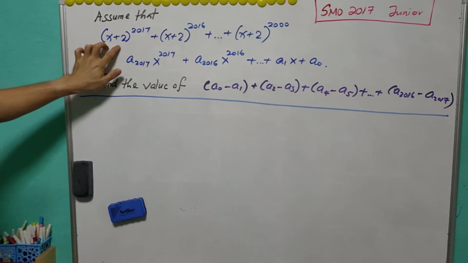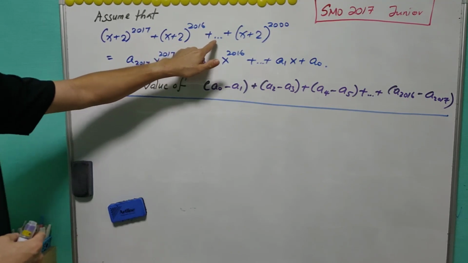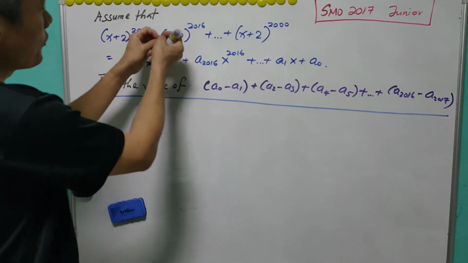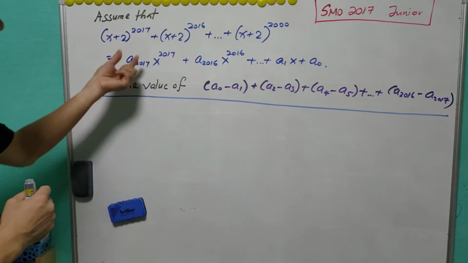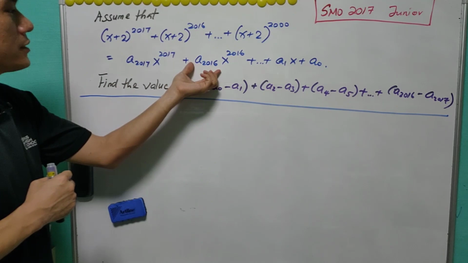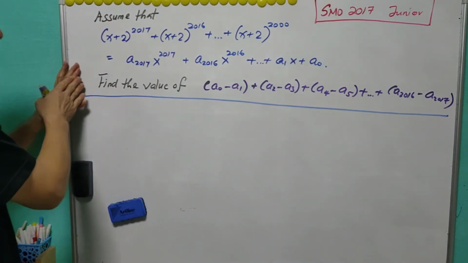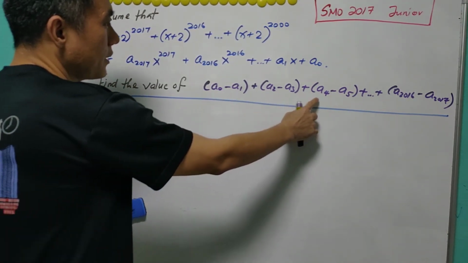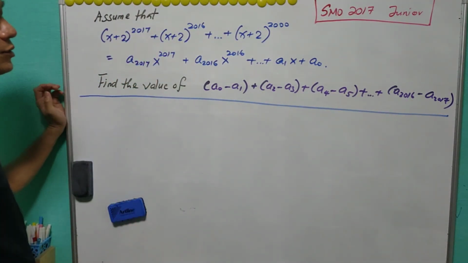Assume that (x+2)^2017 + (x+2)^2016 + all the way to (x+2)^2000. After we expand it, it is a polynomial of degree 2017 with some coefficients, represented by a2017, a2016, a1, and a0. We also find the value of a0 minus a1 plus a2 minus a3 plus a4 minus a5 and so on until a216 minus a217.